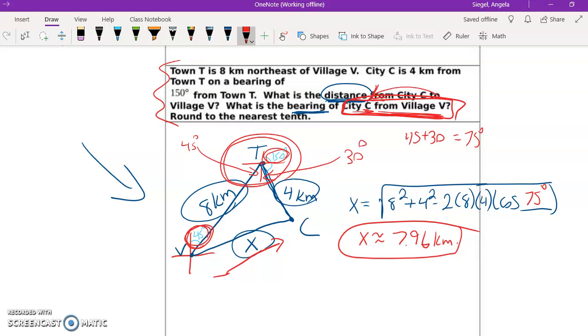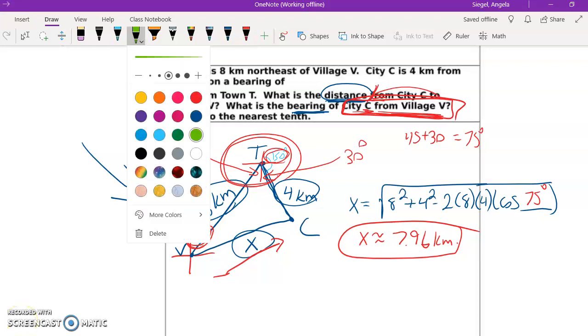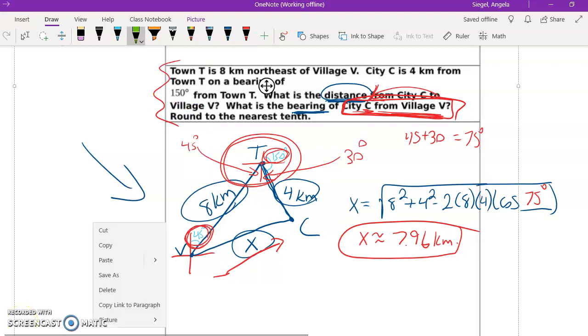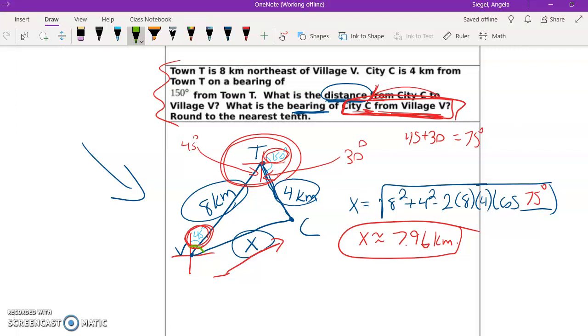I'm going to do this in a different color to kind of explain what I want. So the bearing is going to be this right here. You guys can see that green, it's kind of thin. That's going to be our bearing. Well, I already know that part of our bearing is 45 degrees. So 45 plus, and then whatever this angle measure is, I'm just going to call it theta. The sum of that is going to give us our bearing.